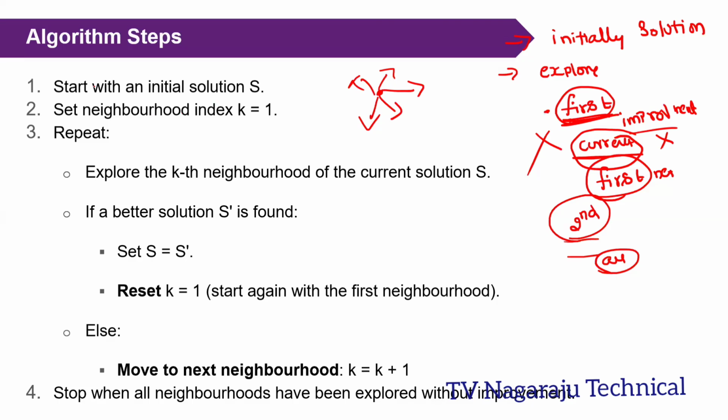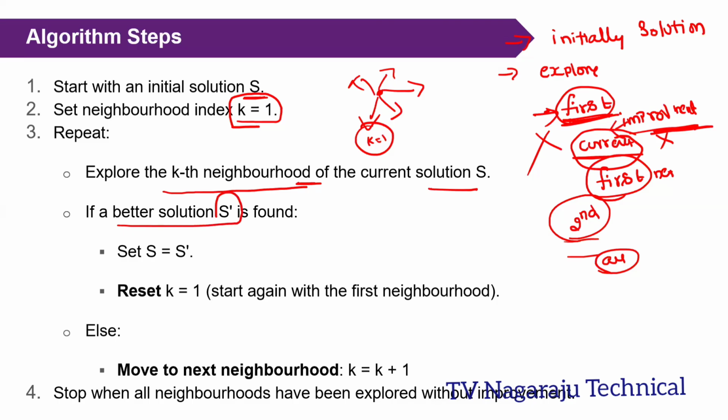Now see the pseudocode. Start with one initial solution s. My first neighborhood index k is equal to 1. Now k is equal to 1. Here observe, I am exploring the kth neighborhood. Initially, I am exploring the first neighborhood of the solution. After exploring, if there is an improvement, that is if you get a better solution, then this better solution becomes my current solution. Then set s equal to s'. Again reset k equal to 1, which means again start with the first neighborhood.